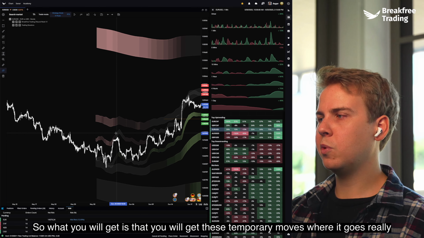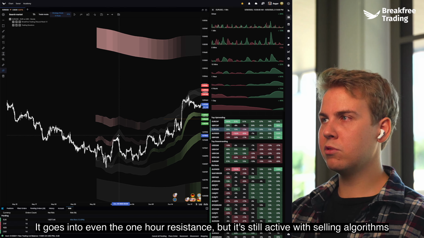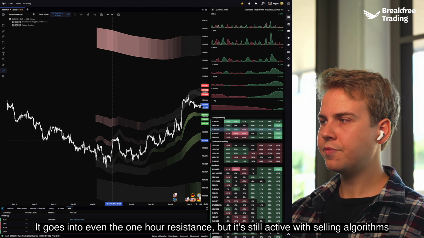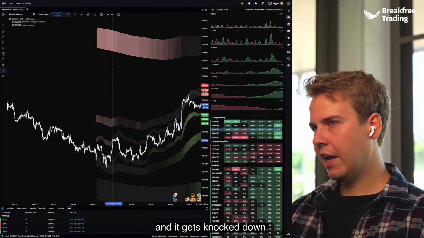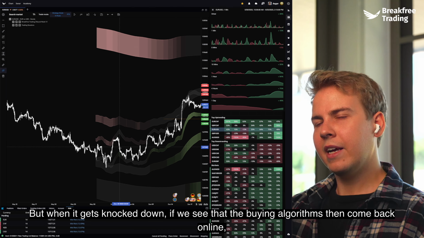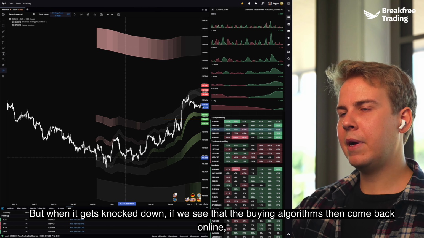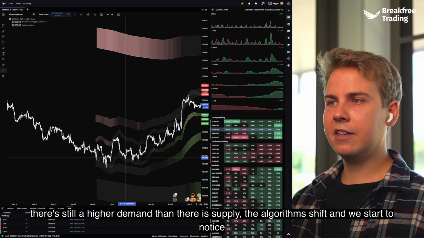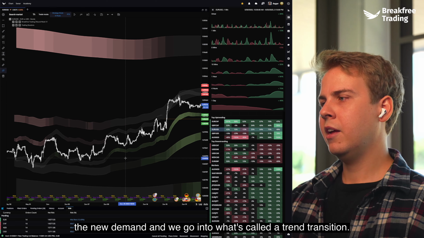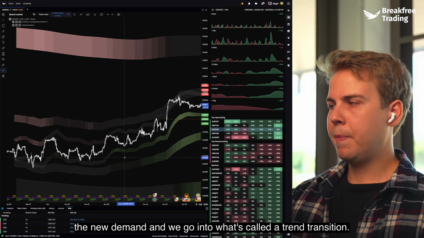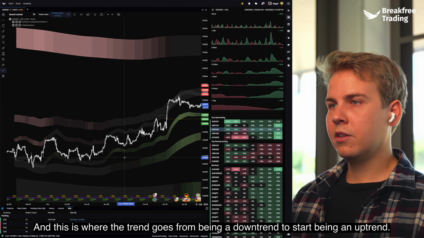So what you will get is these temporary moves where it goes really strong against, it goes into even the 1 hour resistance, but it's still active with selling algorithms, and it gets knocked down. But when it gets knocked down, if we see that the buying algorithms then come back online, there's still a higher demand than the supply, the algorithms shift, and we start to notice the new demand, and we go into what's called a trend transition. And this is where the trend goes from being a downtrend to start being an uptrend.